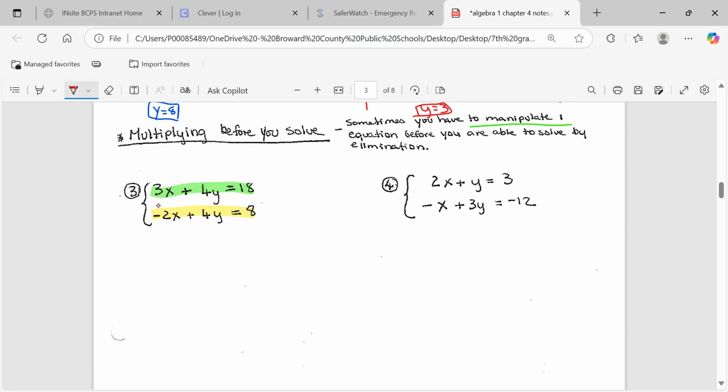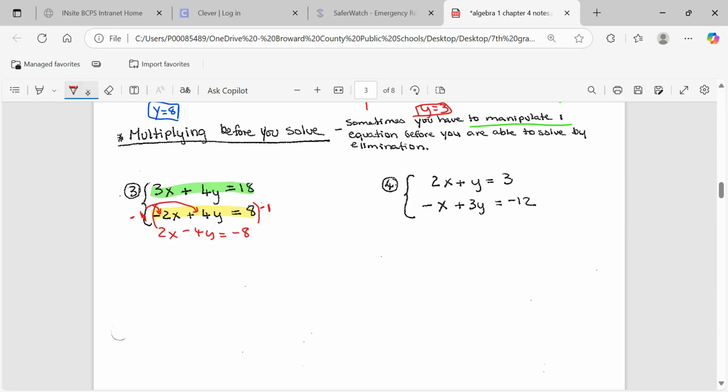I can multiply. I'm going to go with the bottom one. Can you multiply the top one? Yes. It's going to depend. So I'm going to multiply both of them by negative 1 only because I need to change a sign. So when I do that, my yellow equation is going to turn to 2x, positive 2x, negative 4y, and it's equal to negative 8.